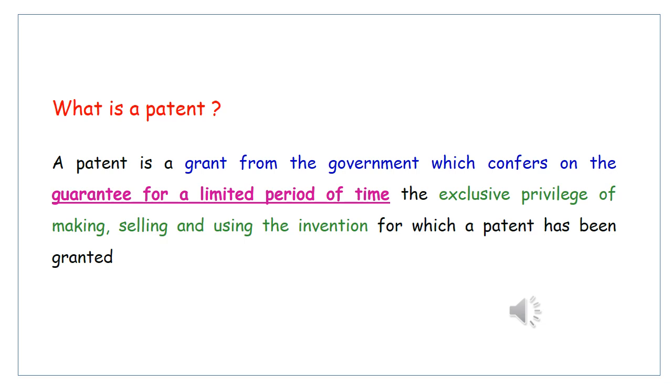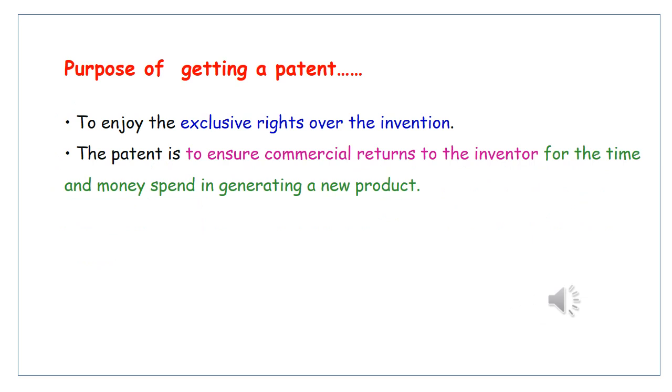What is a patent? A patent is a grant from the government which confers on the grantee, for a limited period of time, the exclusive privilege of making, selling, and using the invention for which a patent has been granted. The purpose of getting a patent is to enjoy the exclusive rights over the invention. The patent is to ensure commercial returns to the inventor for the time and money spent in generating a new product.